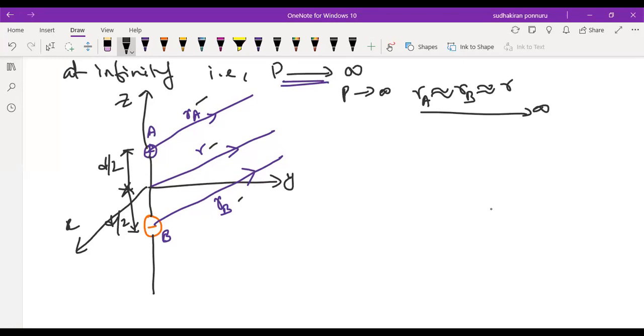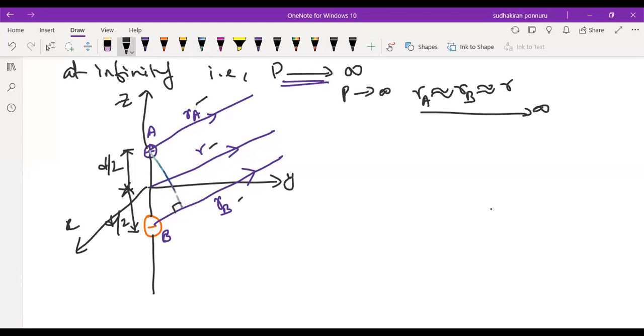Now coming to the diagram, I am going to draw one perpendicular line from point A towards this point. This is the perpendicular, and it is making an angle of 90 degrees here.